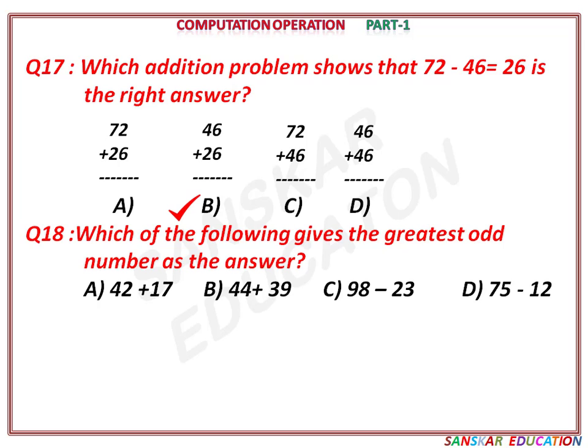Next question. Which of the following gives the greatest odd number as the answer? Options are 48 plus 17, 98 minus 23, 44 plus 39, 75 minus 12. Option C is the correct answer.